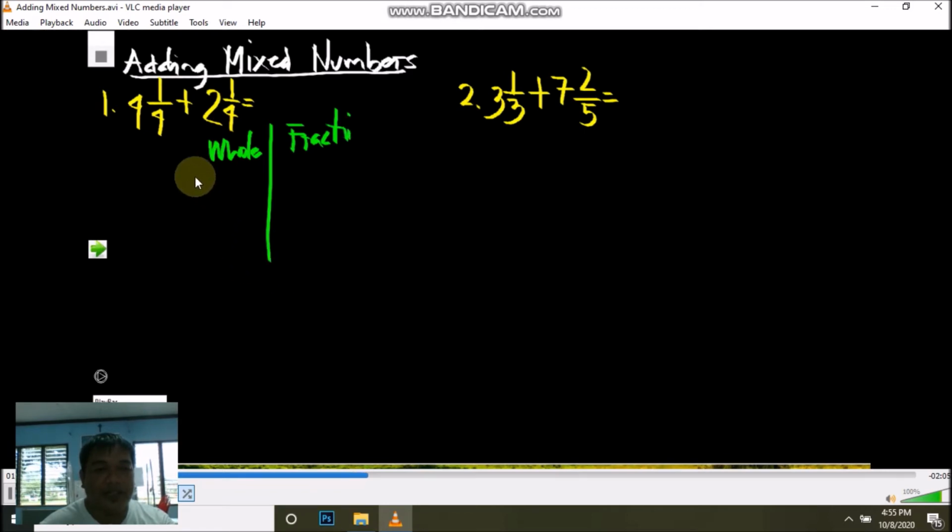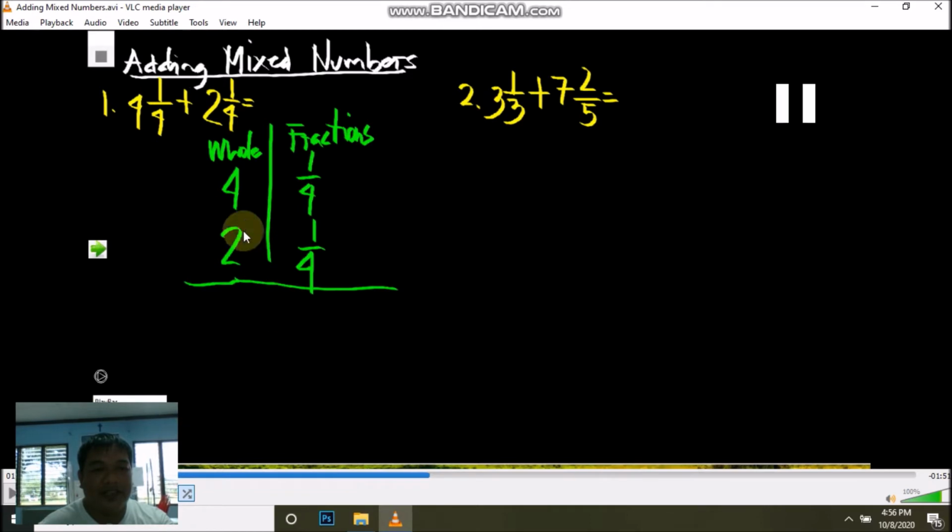So you just write there 4, then the fraction 1/4, then whole number 2, and the fraction 1/4. So after writing in columns, you just simply add the whole number and add all the fractions. So first we're going to add the fractions.